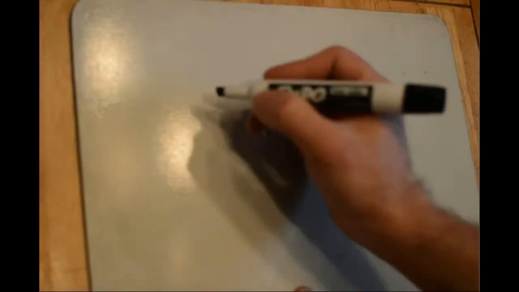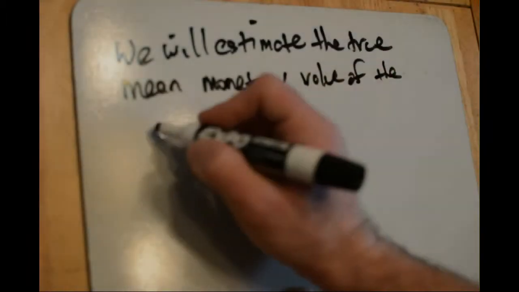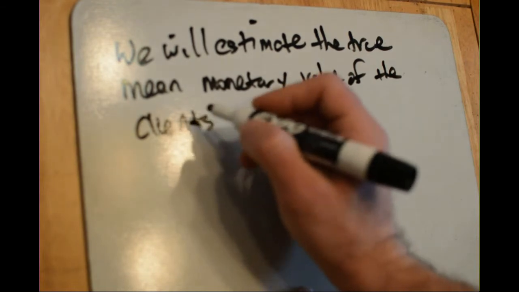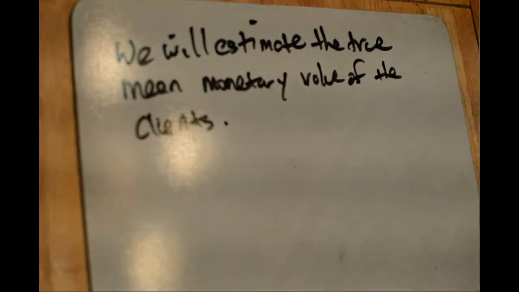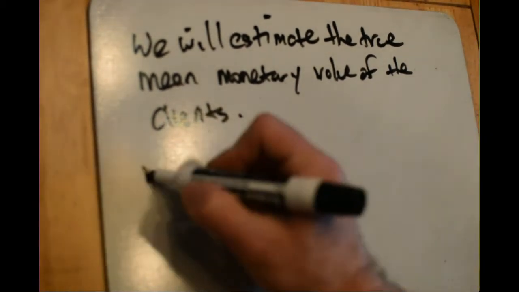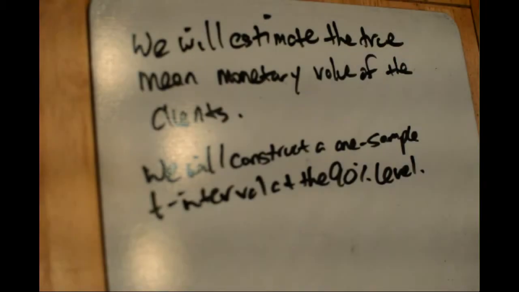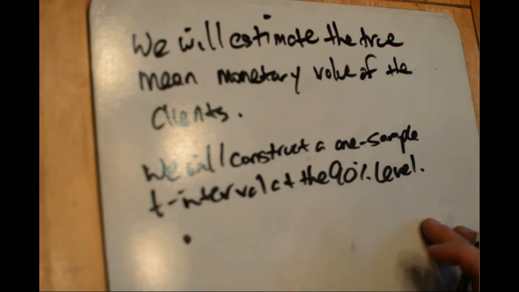So step 1 is explain the problem, what the parameter is we're trying to find or estimate. So there we go. We will estimate the true mean monetary value for the clients at this branch. What we're going to do is construct a one sample t interval at the 90% level. Let's just make sure our conditions are met there.